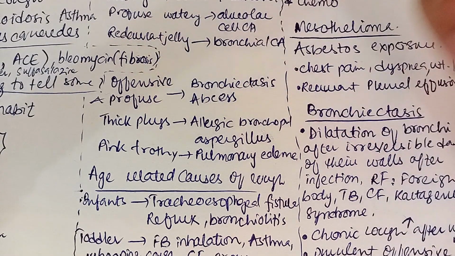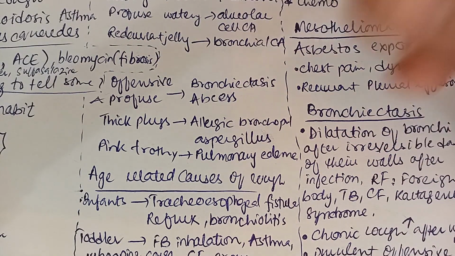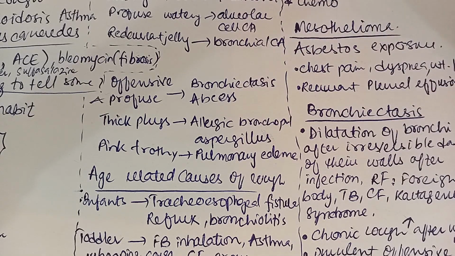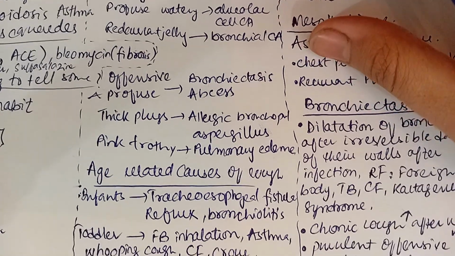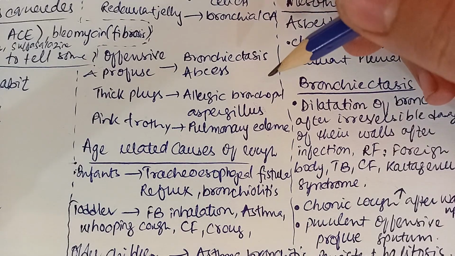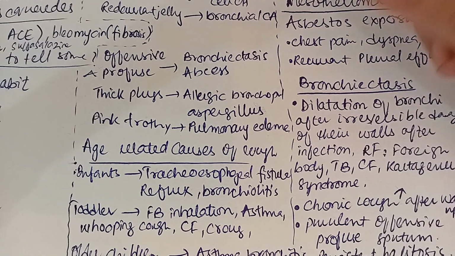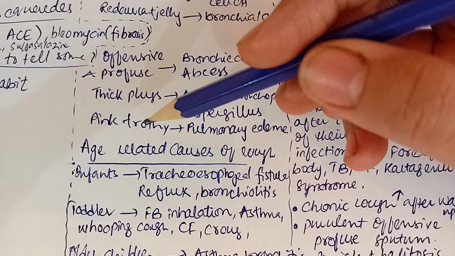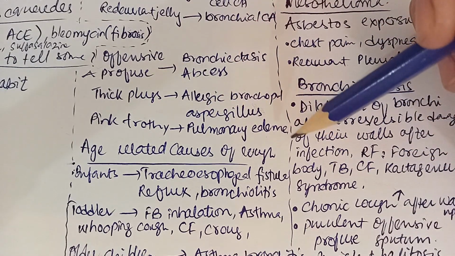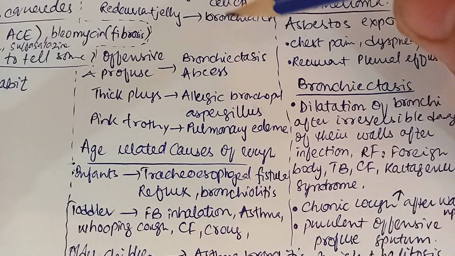And thick plug-like mucus sputum can be seen in allergic bronchopulmonary aspergillosis. And pink frothy sputum is usually seen in pulmonary edema and left heart failure.